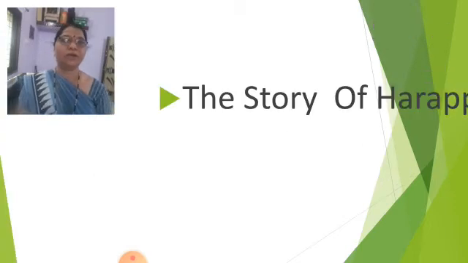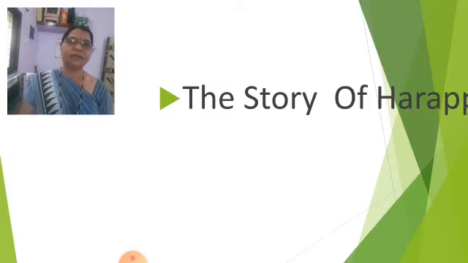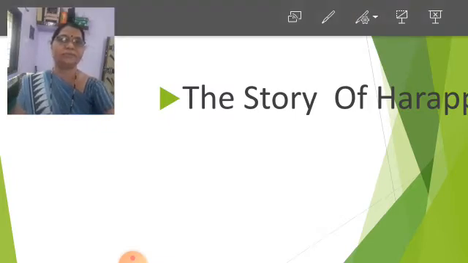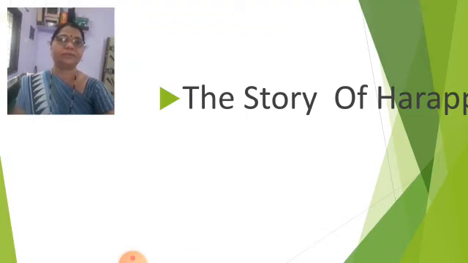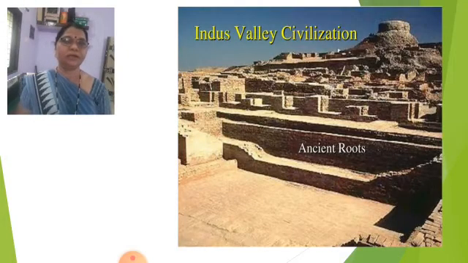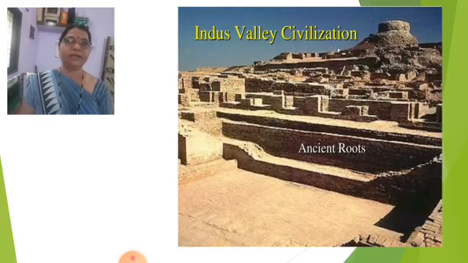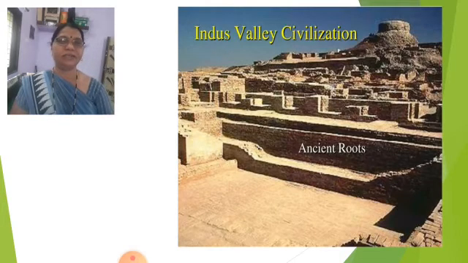The story of Harappa. Here we have Harappa, Mohenjo-daro, Kalibangan, and Lothal, these 4 cities, and we have to see their stories in this part. Now see the picture of Harappan city, which is in the Indus Valley civilization.